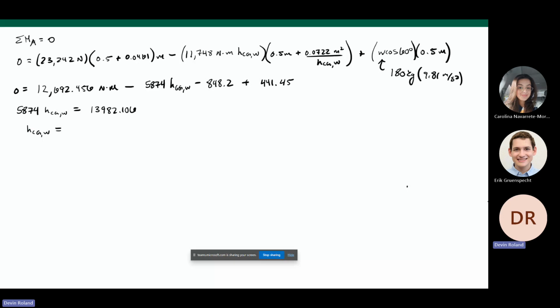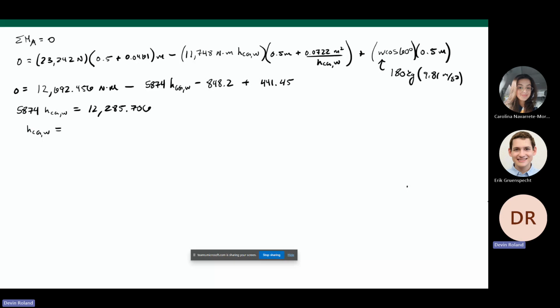So we'd have 12,692.456 minus 848.2 plus 441.45. Yep, that's what it was. Okay, so I just forgot to distribute my negative correctly, which is all too easy to do. So I have to watch myself there. So we have 12,285.706.